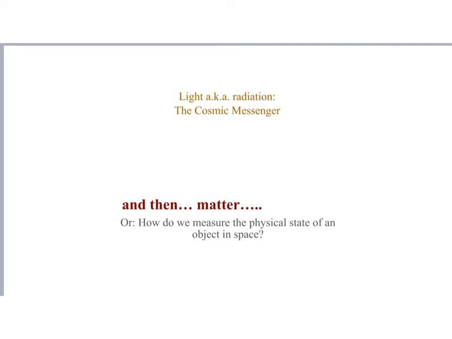Hey, we're back. Chapter 5 now, where we are going to learn about light. Okay, its properties, how it's created, and why do we do that? Because we actually want to understand how we measure the physical state of an object in space. We cannot touch those things, right? We already learned they're so far away. How did we learn they're far away?